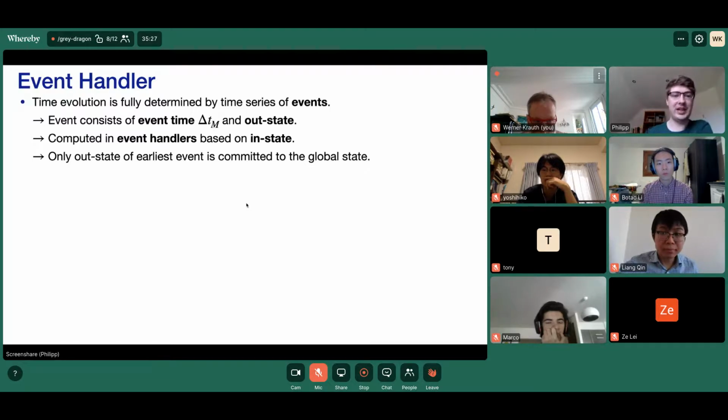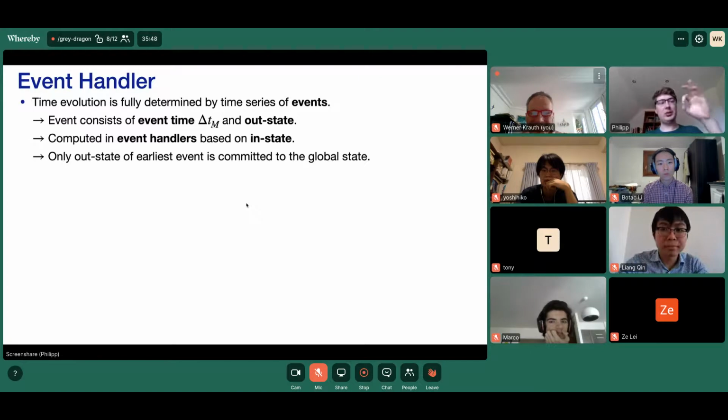In our application, we then say that an event consists of an event time, delta Tm, or a candidate event time, and an out state. What do we mean with an out state? Or let me first say the next point. These events are computed in our application in event handlers based on an in state. So what do I mean with in state and out state?